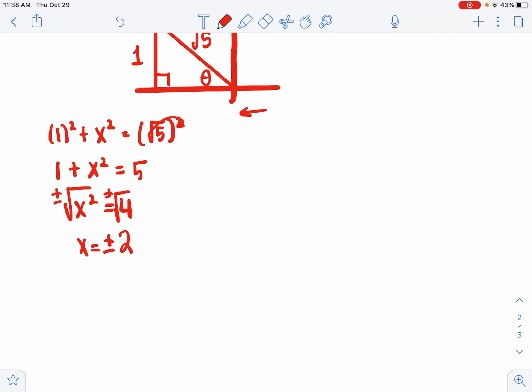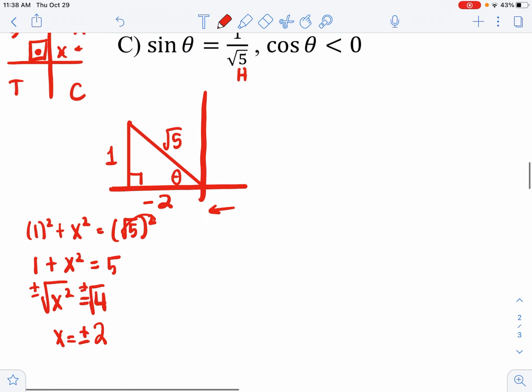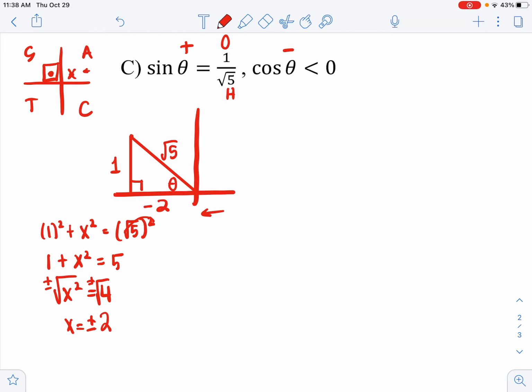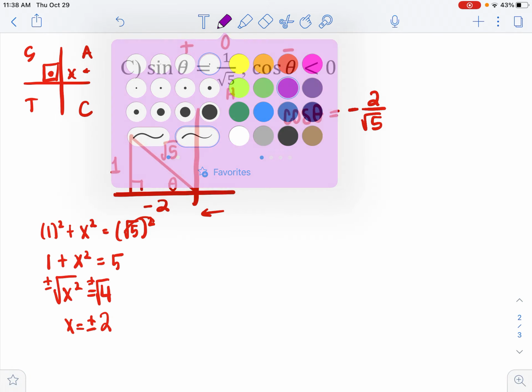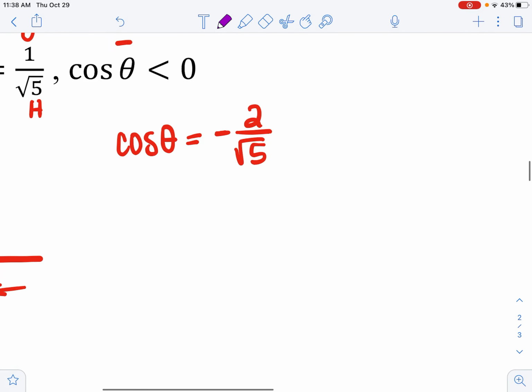It's not the radius, so it can be either one. So now I look to see which one it is. It's going to the left, so it's going to be negative 2. All right, now I can find my remaining trig functions. I already have sine, so next I'm going to move on to cosine. Cosine of theta is the adjacent side over the hypotenuse. The adjacent side is negative 2, so I'm going to put negative and then 2. Hypotenuse is root 5. I need to rationalize this.